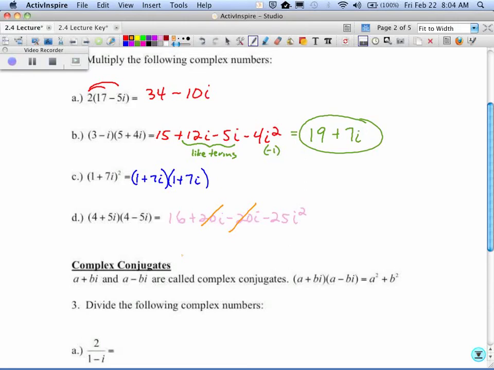i squared is -1. So what's -25 times -1? Positive 25 plus the 16 is 41. Which is kind of unusual, that you started with two complex numbers and multiplied them together, and you end up with what would be called a pure real number. There's no imaginary part to it.